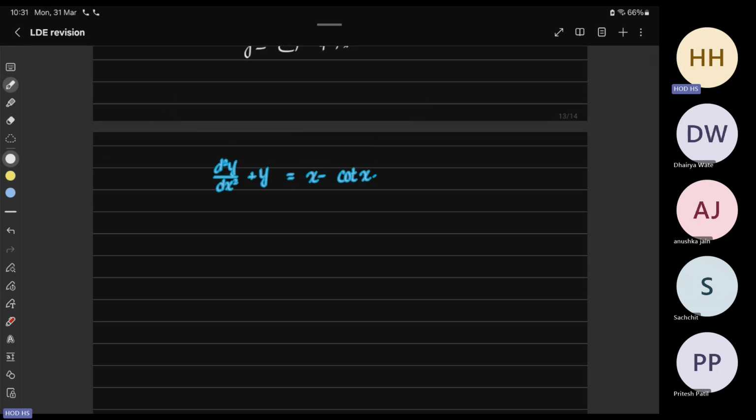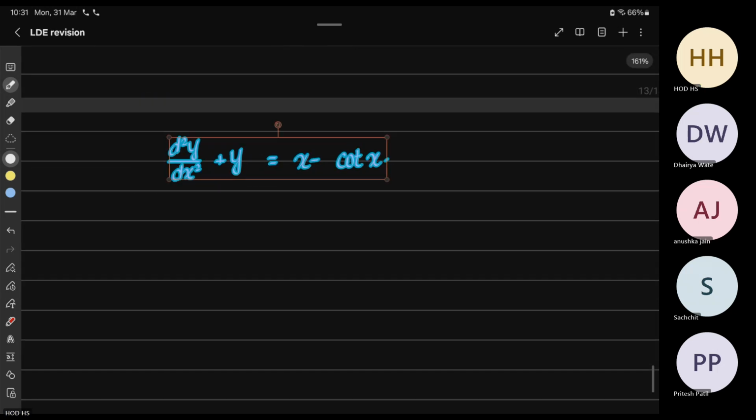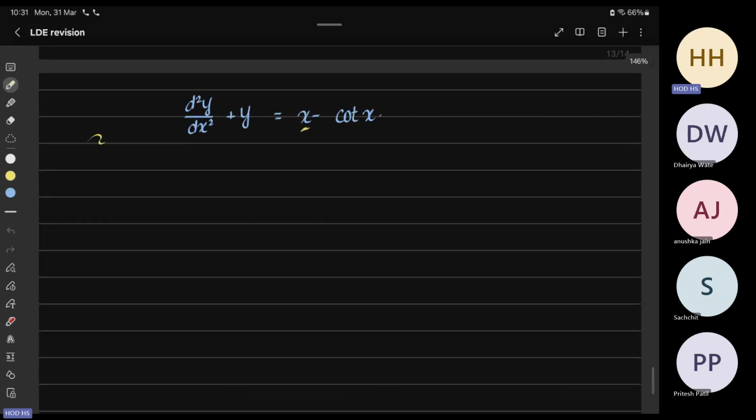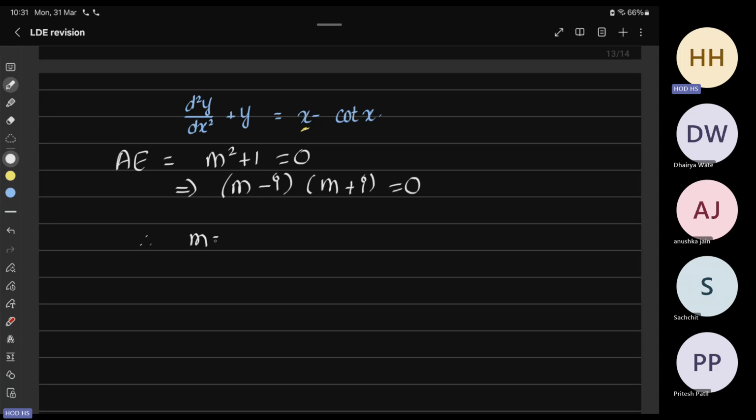So consider this example. Again, calculating the particular integral for x, I will leave this as an exercise. You can calculate it or you can complete it. I'll start by calculating the auxiliary equation. So the auxiliary equation in this case is m square plus 1 is equal to 0, which will give me m minus iota and m plus iota is equal to 0 as my factorization, and therefore m is equal to iota and m is equal to minus iota are roots.